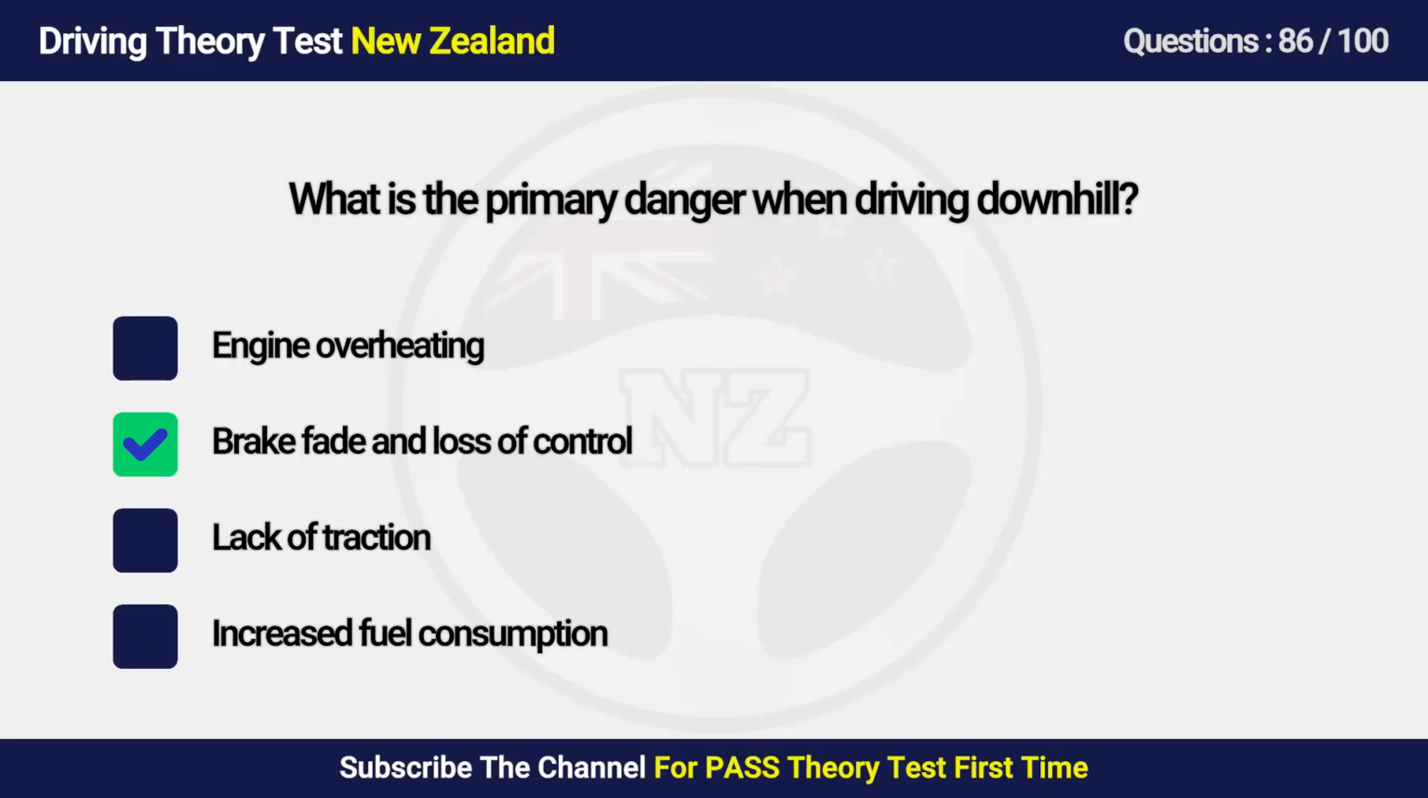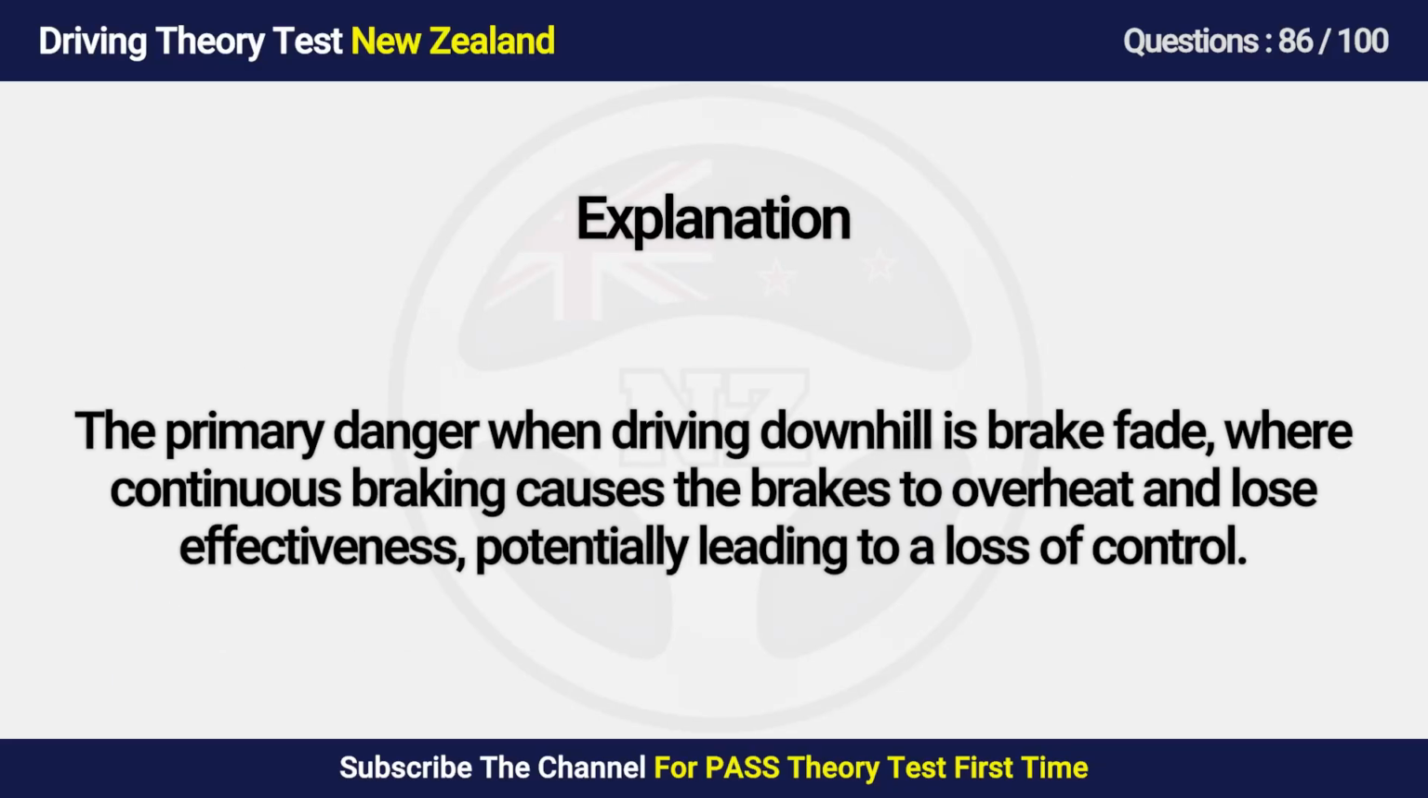Answer is B. Brake fade and loss of control. The primary danger when driving downhill is brake fade, where continuous braking causes the brakes to overheat and lose effectiveness, potentially leading to a loss of control.